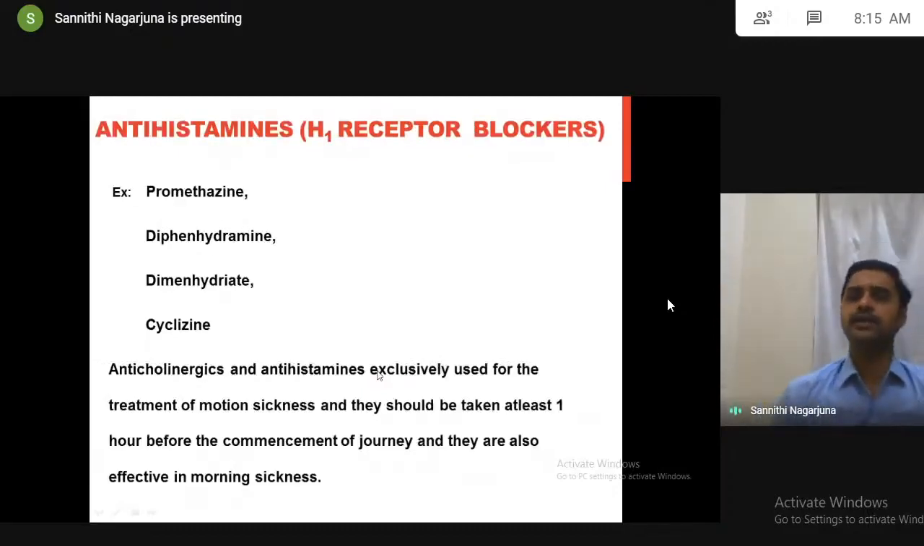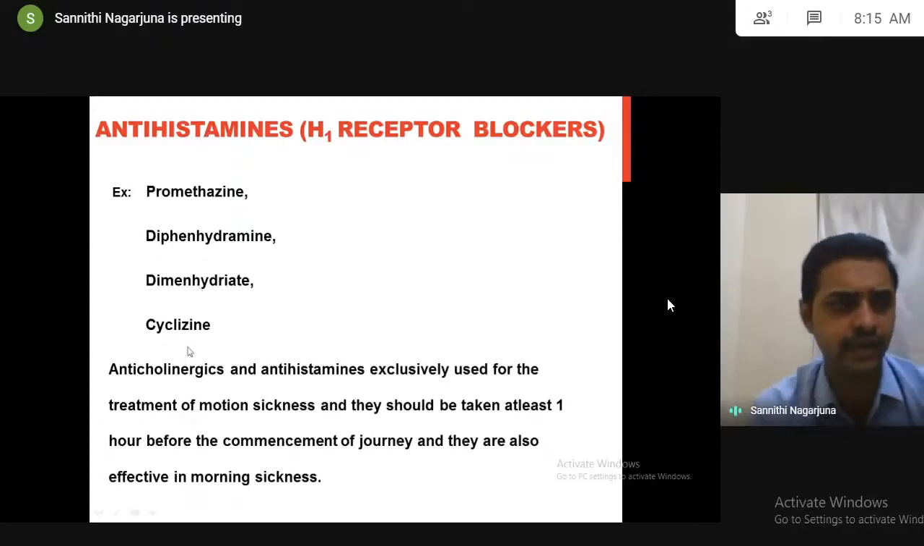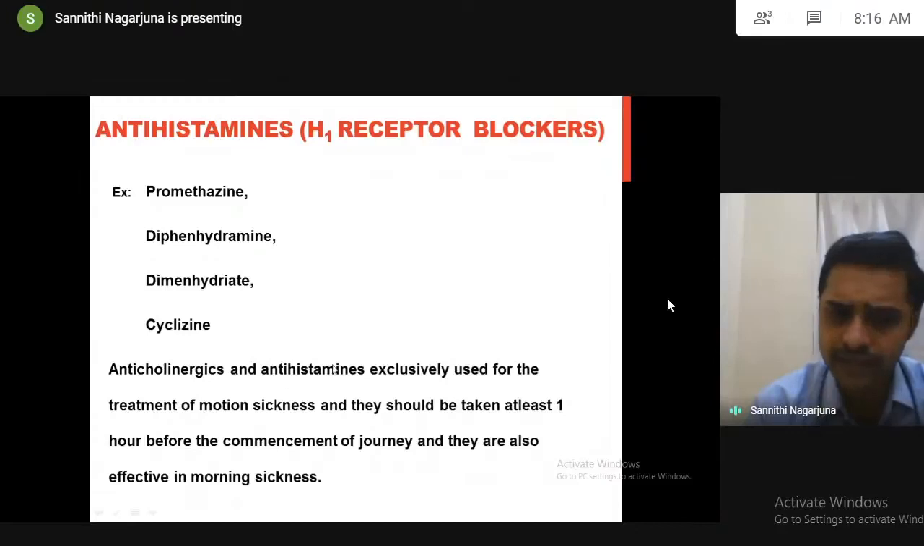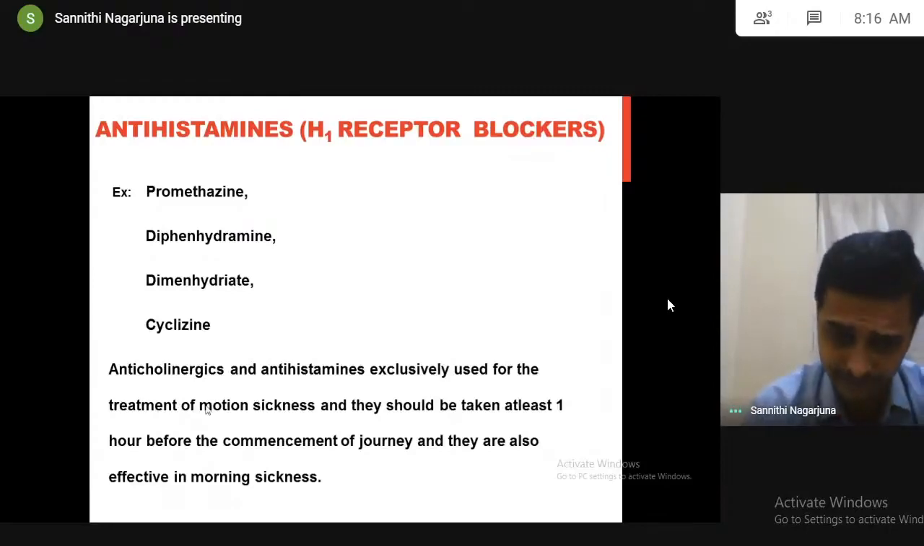Coming to the antihistamines, H1 blockers. Those are promethazine, diphenhydramine, dimenhydrinate, cyclizine. These are all examples. All these anticholinergics and antihistamines are exclusively used for the treatment of motion sickness, as I just told you. This is very important. If any person has vomiting during a journey, the preferred antiemetics are anticholinergics and antihistamines, and they should be taken at least 1 hour before the commencement of the journey. Partially they are also effective in morning sickness.